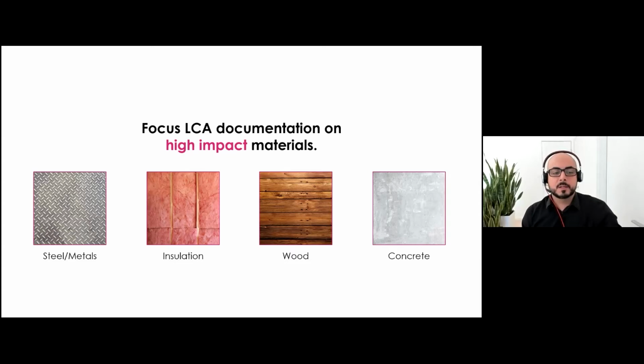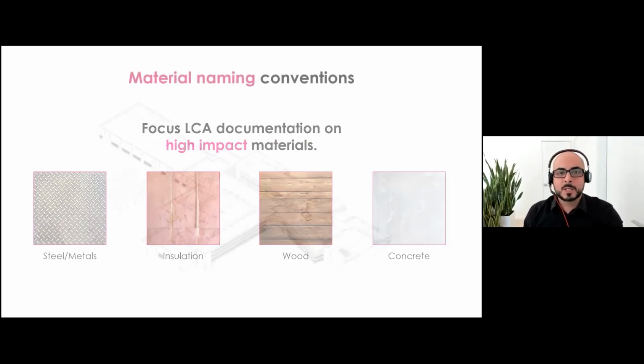Typically, we focus our LCA documentation for LEED purposes. We really focus on high impact materials. So any steel and metals, insulation, wood could be high impact depending on the sourcing, and the biogenic carbon accounting, and then concrete, always a giant in the room.